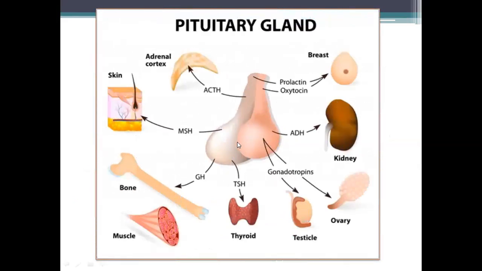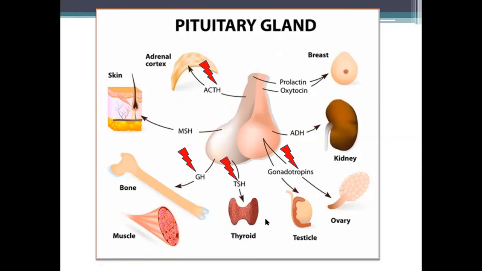Now let us come to the pituitary secretions. These are the hormones secreted by the pituitary, and the respective glands or structures on which the hormones act are shown in this picture. The growth hormone acts on almost all tissues of the body, and ACTH, adrenocorticotropic hormone, acts on the adrenal gland. The gonadotropins LH and FSH act on the ovary and the testicles.